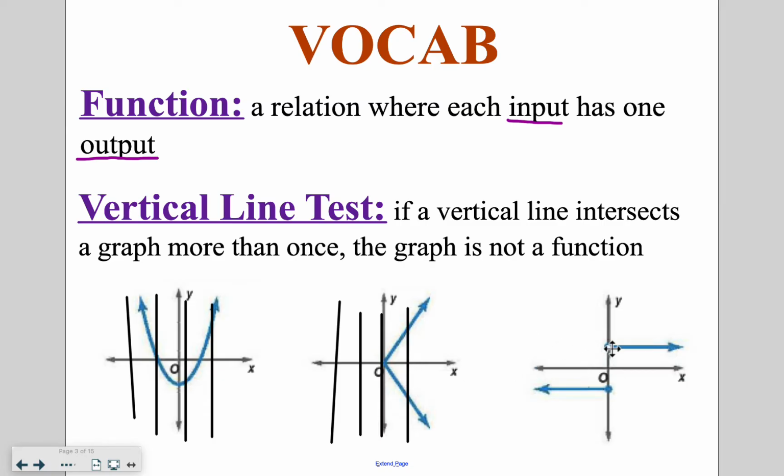On this third one, I want to point out that even though these 2 points line up above each other and it looks like it hits the line twice, one of the dots is filled in and one of them is open. Because one of them is open, it means it actually only hits once. So as I draw all of my other vertical lines in, this graph only hits each vertical line once. So it is indeed a function. So if it hits the vertical line twice, not a function. If it hits the vertical line once or 0 times, it is a function.